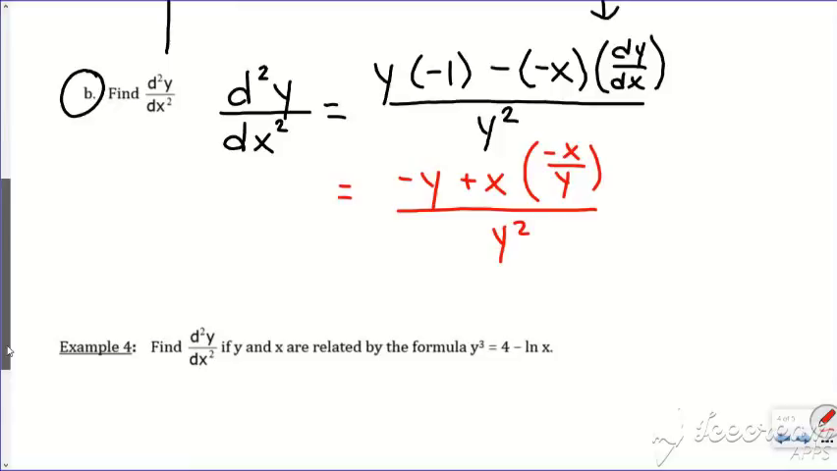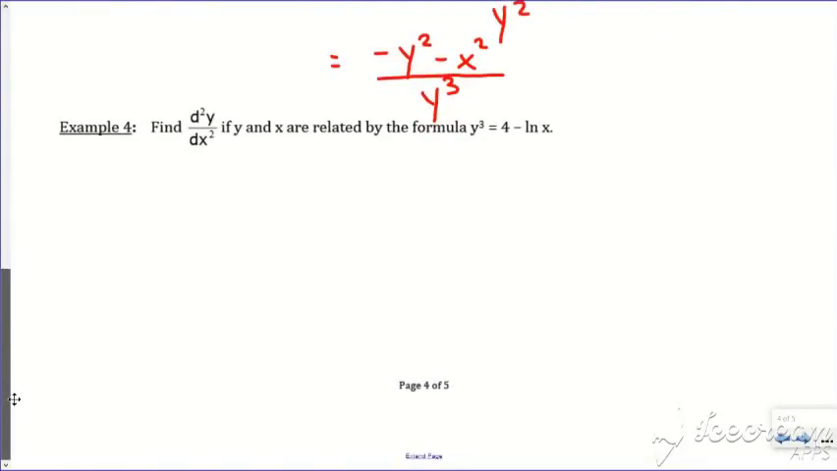But just because we like things a little more cleanly, let's simplify it a little bit. Okay, so I want to get a common denominator here. So I'll get negative y squared minus x squared over y times y squared, which is y cubed. And that can be my final answer. Okay? Alright, so let's try that again with another function.